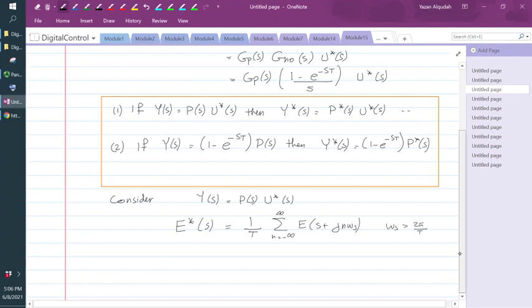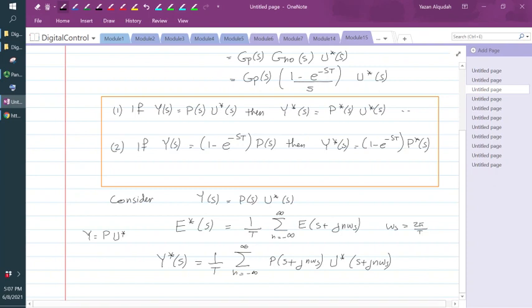So therefore, using this, if I substitute for E with y, I'm going to get y star of s equal to 1 over T, the summation from n equals negative infinity to infinity. And I'm going to substitute for y. What is y? P multiplied by u star. So this is going to be P of s plus j n omega s multiplied by u star of s plus j n omega s. Again, y equals P multiplied by u star. So all what I've done is I substituted for y star, which is going to equal the summation of P multiplied by u star.